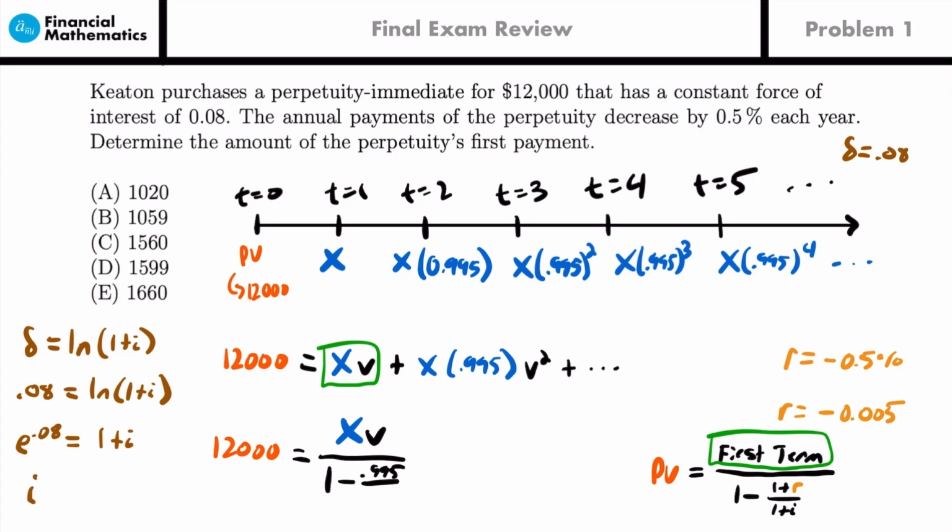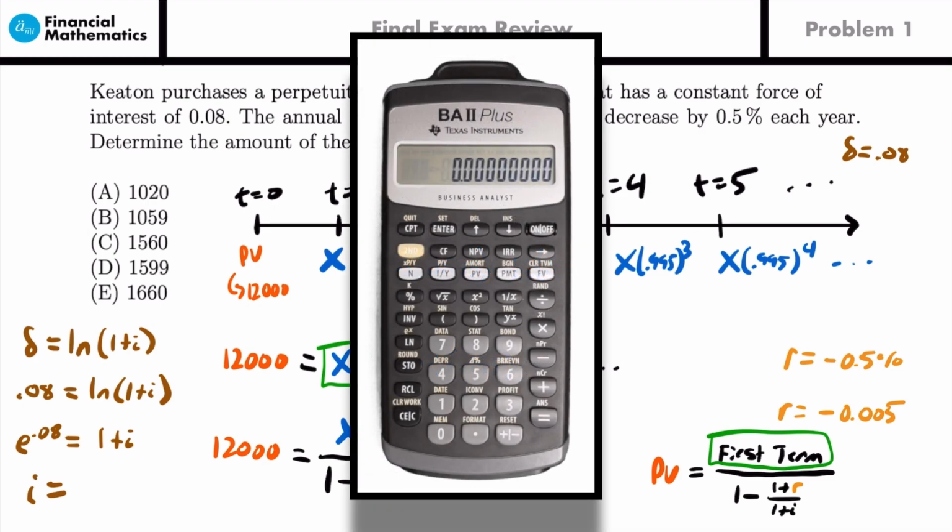So let me just write i equals, and now pull out your BA II Plus. We need to take e to the power of 0.08 and subtract 1. So I'm going to put in 0.08, and then we need to hit e to the power of x, which we get to by first hitting the second button and then the natural log button. And that takes e to the power of whatever was on our screen. So we get 1.08328 and some more decimals.